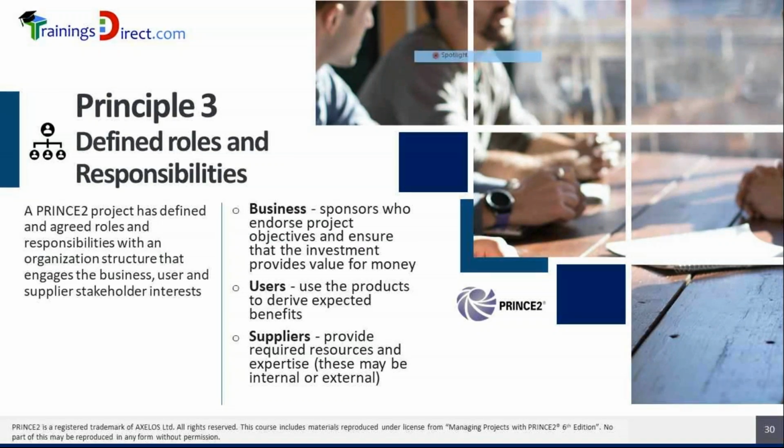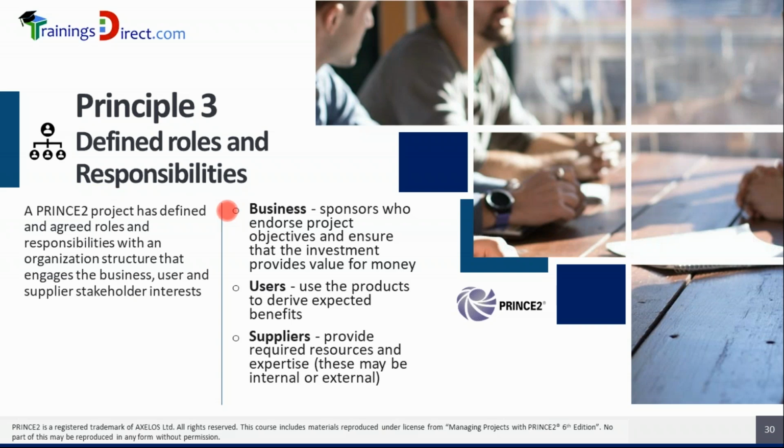Third principle, define roles and responsibilities. There should be a clear structure of responsibilities in a project. A PRINCE2 project has defined and agreed roles and responsibilities with an organization structure that engages the business, user, and supplier stakeholder interests. So there are three interests in a PRINCE2 project within the PRINCE2 project management organization structure.